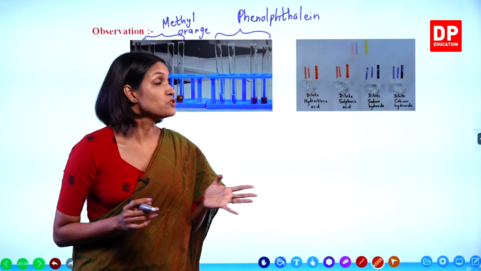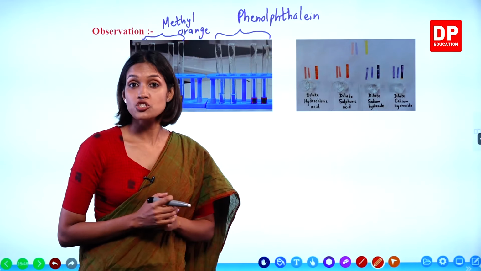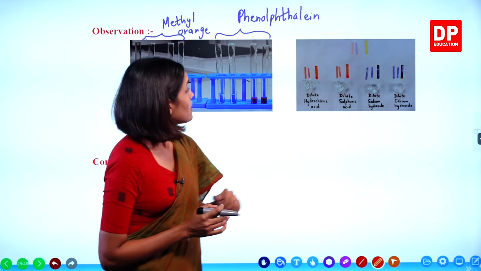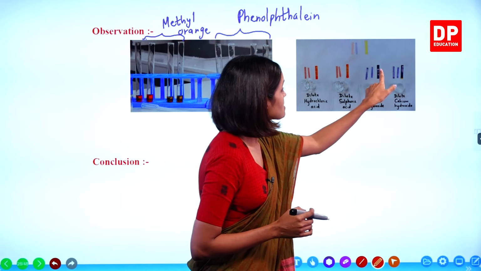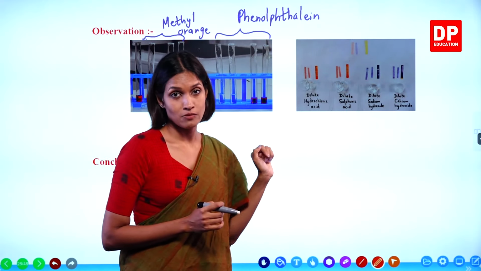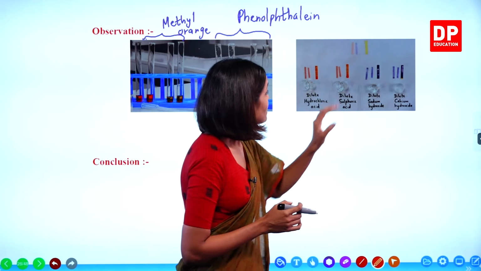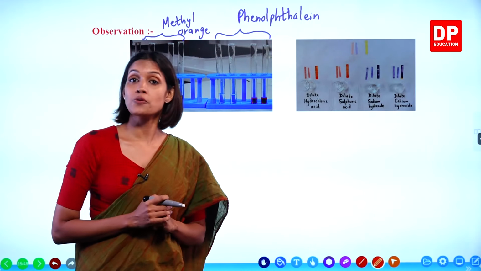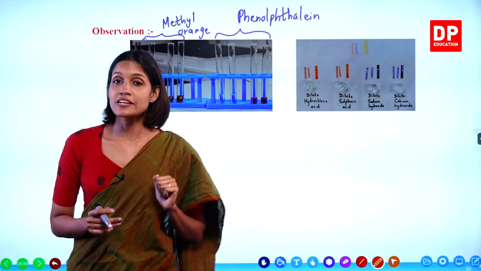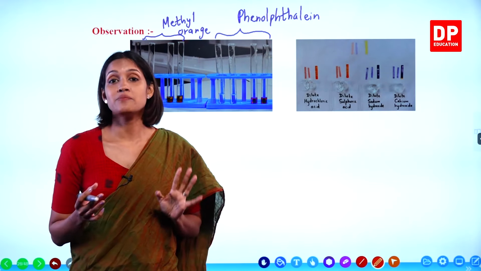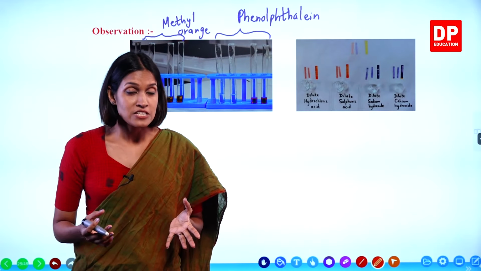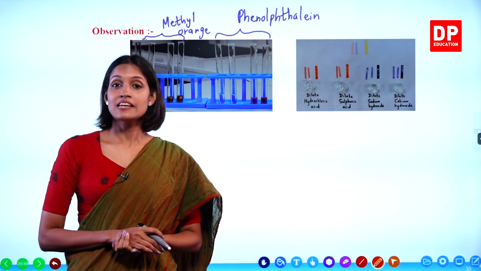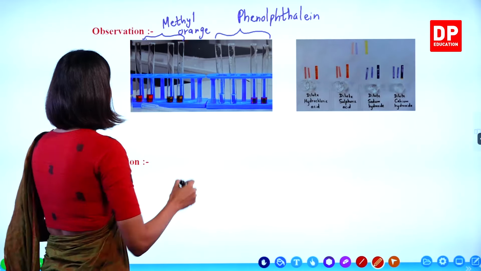So what is the conclusion? These acids are coming under strong acids. Okay. And with bases, pH turns dark purple in color, bluish purple in color, right? It means these bases are strong bases. So after doing this activity, it's very clear acids and bases give different colors with different indicators. Okay, we will write that.